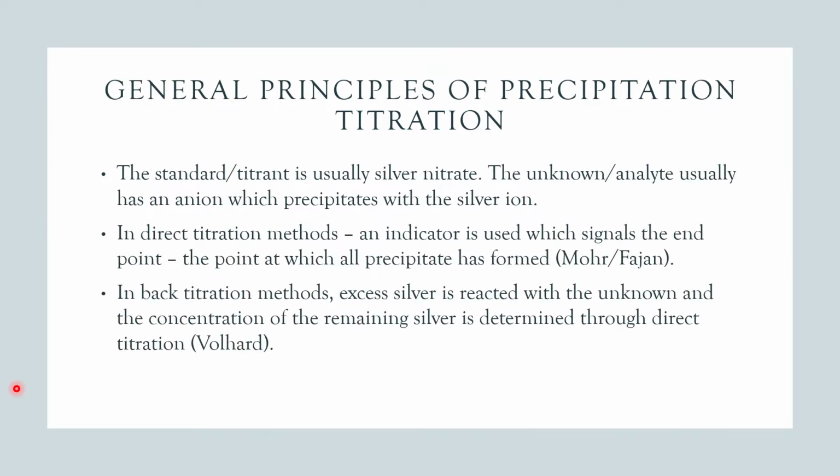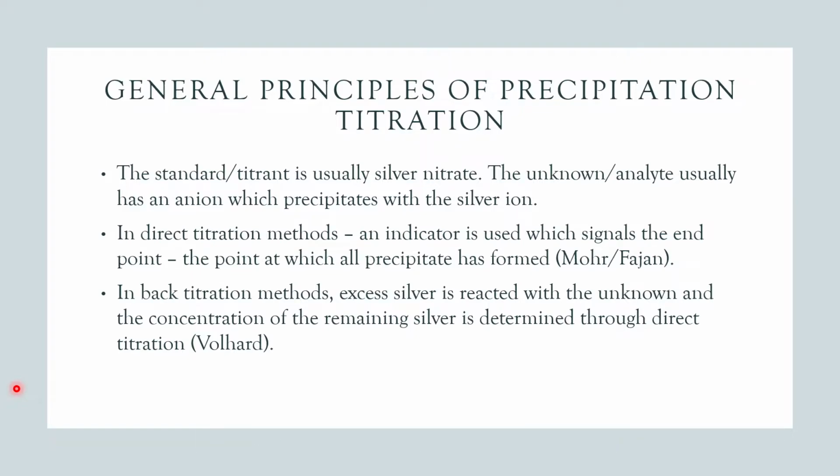For most precipitation titrations, we're using silver as our source of ion that's pretty much always going to form a precipitate, meaning that we start generally with silver nitrate as our titrant, and the unknown or the analyte is, generally speaking, an ion which can precipitate with silver, which is pretty much most of them.